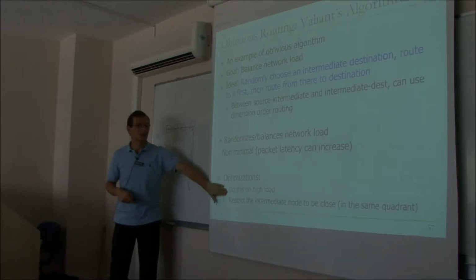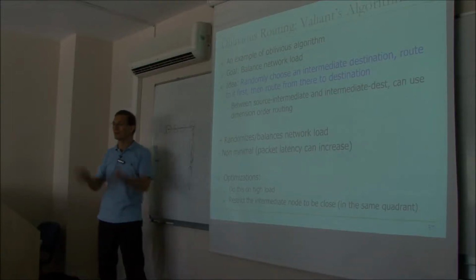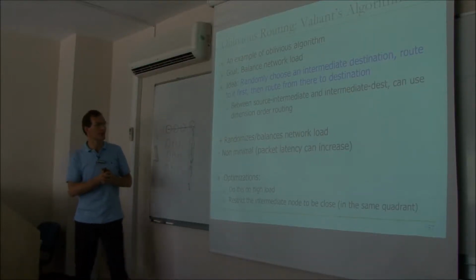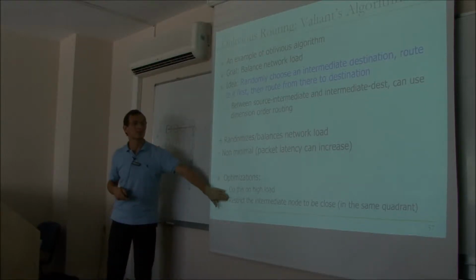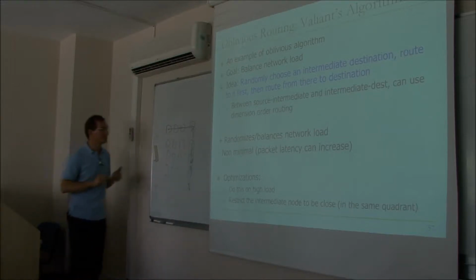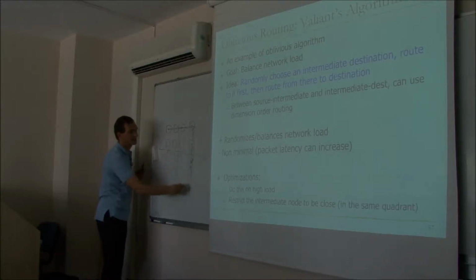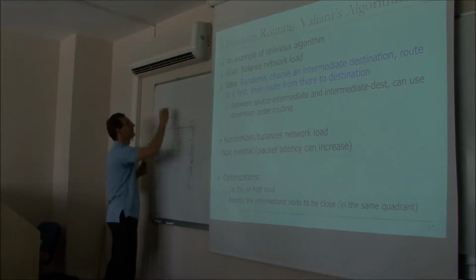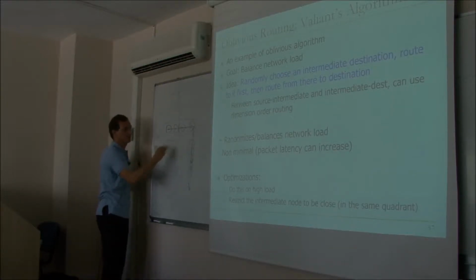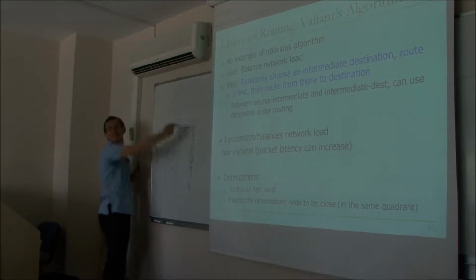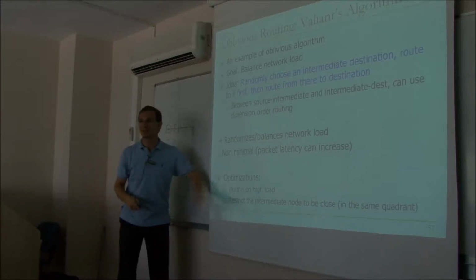Your packet latency actually increases because you're adding this additional destination. You can optimize this. You can do this only on high load. So when do you really need to balance the network load? Maybe when you have high load on the network. Because if you have low load, it makes no sense to increase your latency, perhaps, right? And you can also restrict the intermediate node to be close. So for example, you can divide the network into quadrants like this. And if you're communicating from here to here, you can only choose the intermediate node from here, but not from that part of the network. That way you can reduce the latency effect of this.